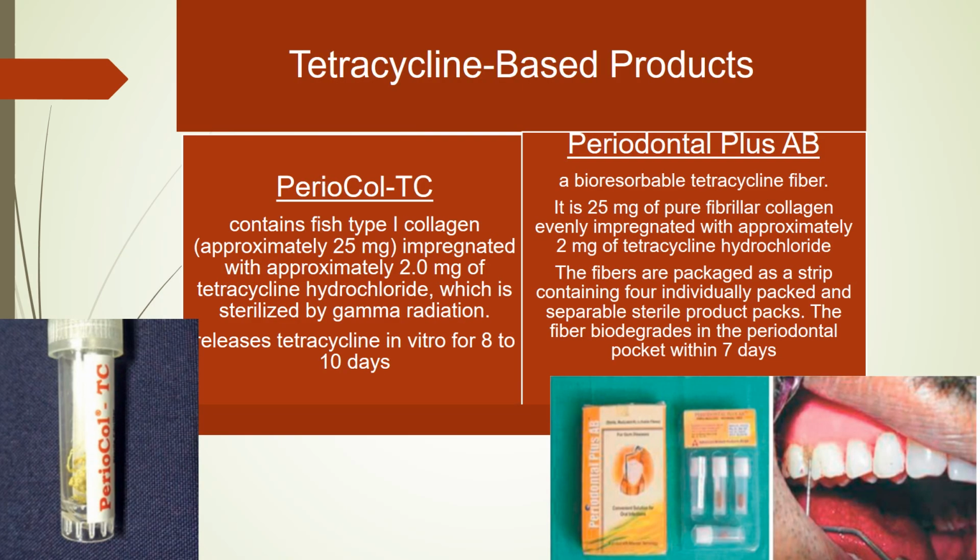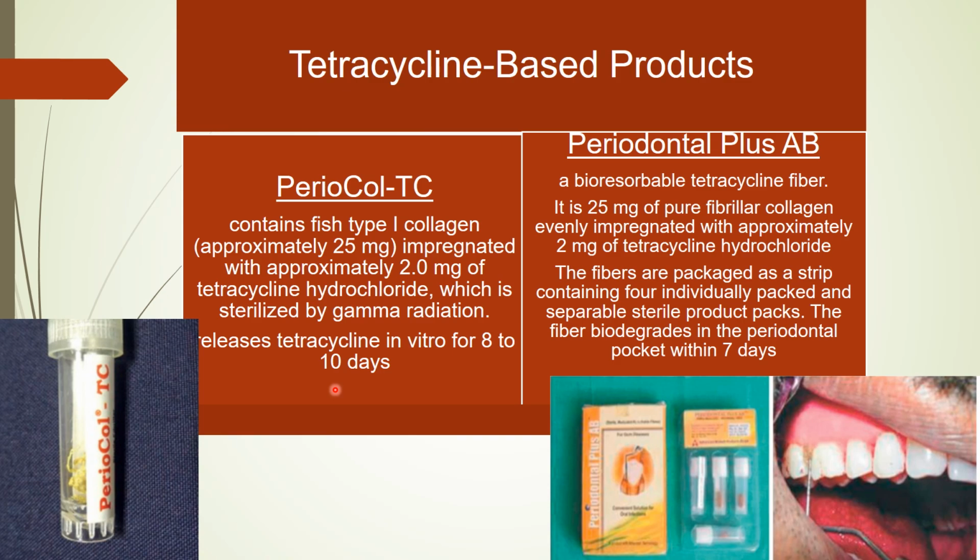Coming to the tetracycline based products, we have Periocol TZ and Periodontal Plus AB. Periocol TZ contains fish type 1 collagen, approximately 25 milligram impregnated with 2 milligram of tetracycline hydrochloride, which is sterilized by gamma radiation, and which releases tetracycline in vitro for 8 to 10 days. A periodontal dressing should be placed to avoid dislodging the fibers. You can see in the picture that it is packaged in an individual vial.